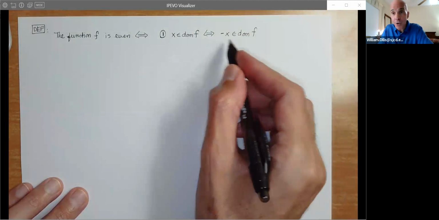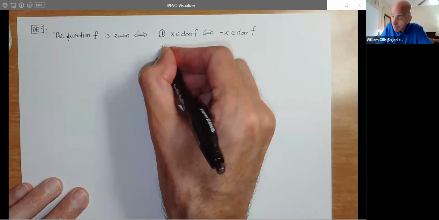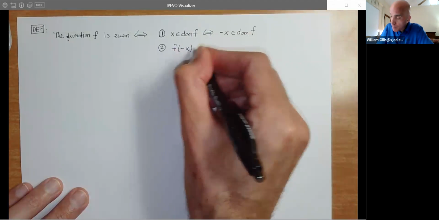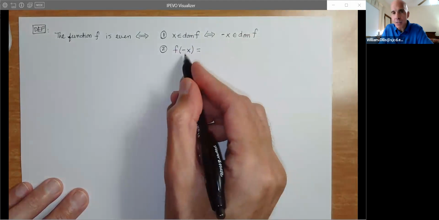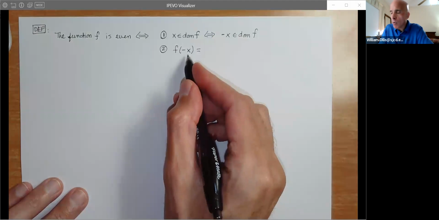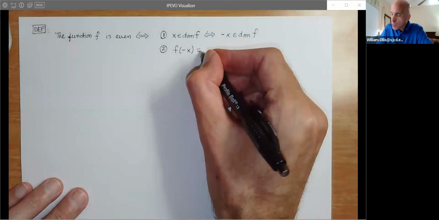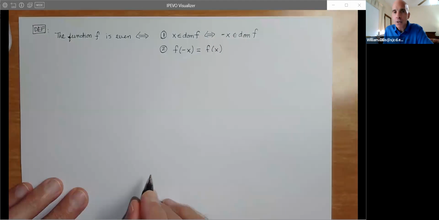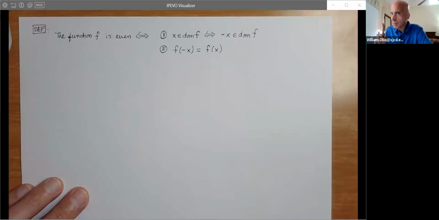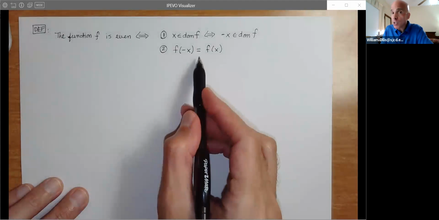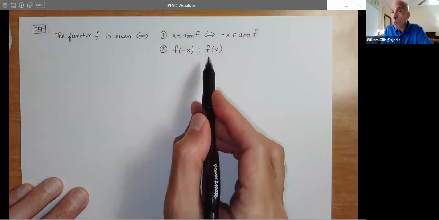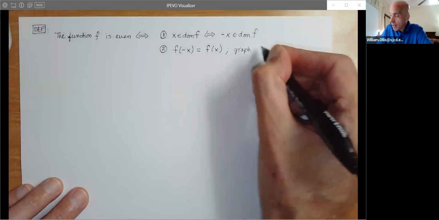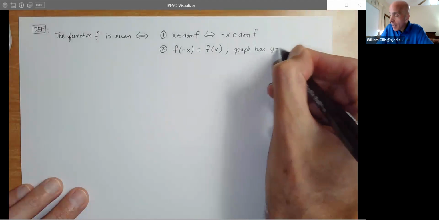Symmetry is required here. And then two, we replace x with its additive inverse. And you're thinking, well, that does a y-axis reflection. Well, if it's even, this will mean that the function does not change. So you're thinking, got it. If a function is even, then it must have y-axis symmetry. So the graph has y-axis symmetry.